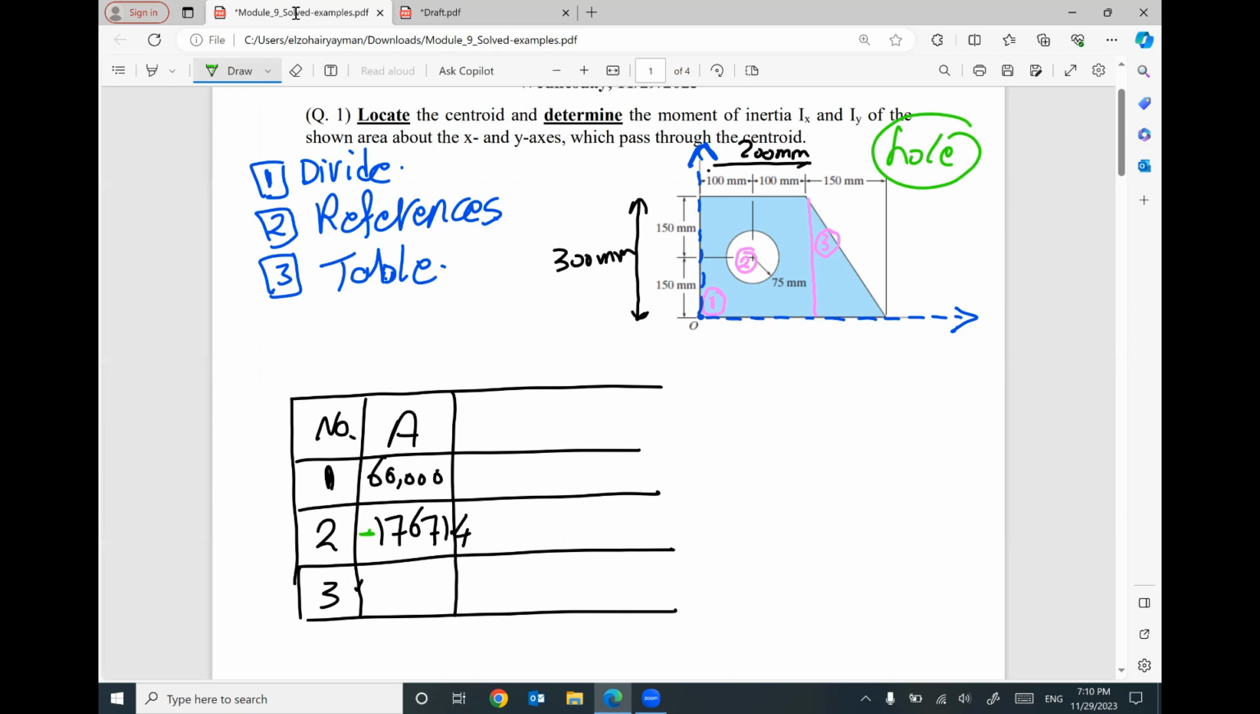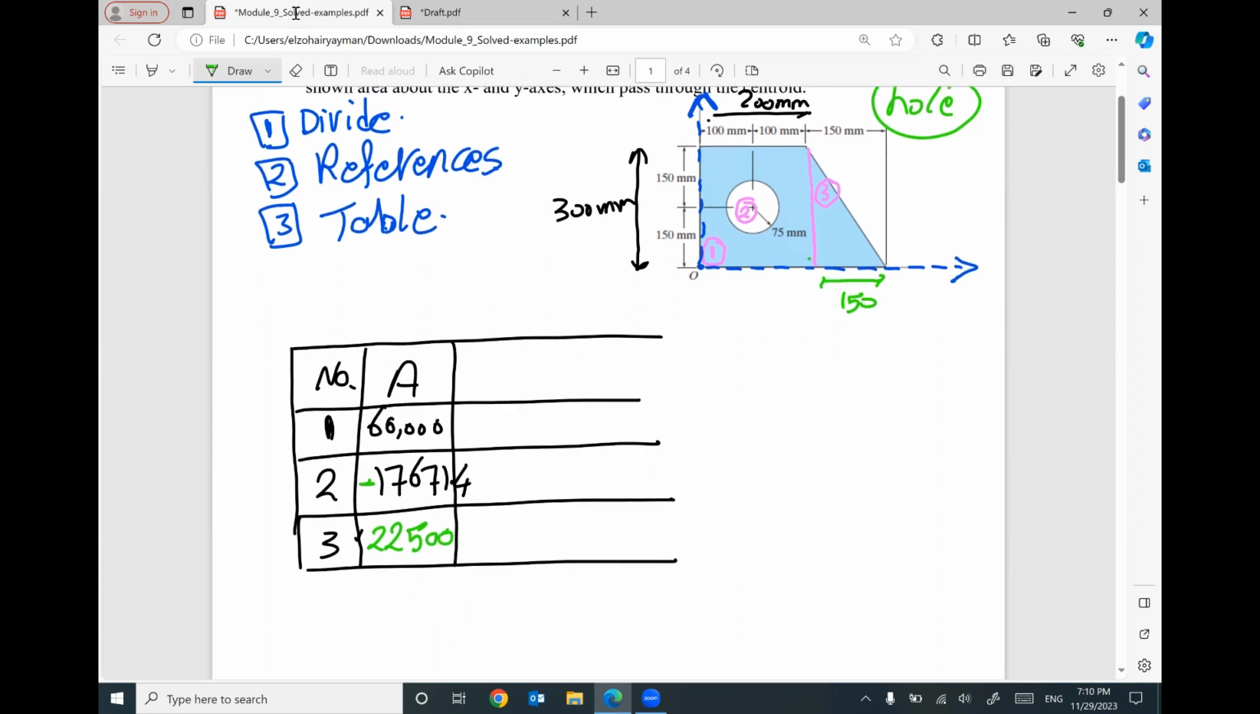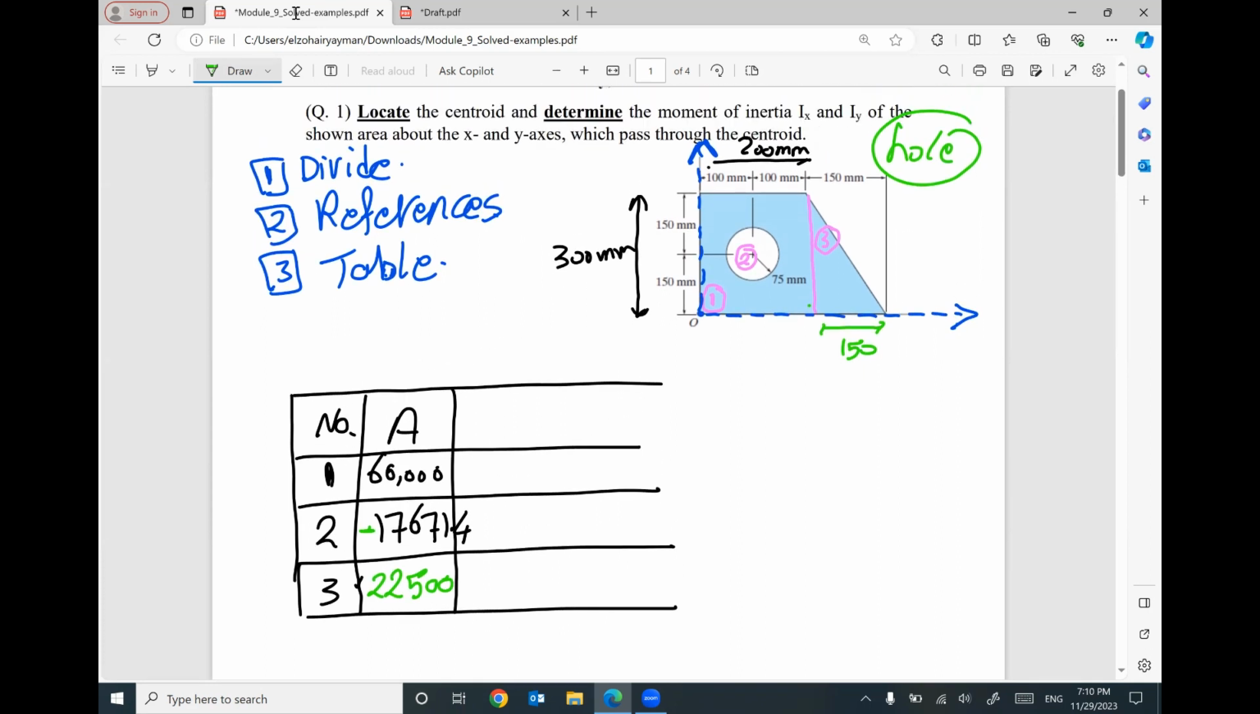Part number 3 is a right angle triangle. This base is 150, and this height equals 300. So half base times height will give you 22,500. So the first hint in this problem: this circle is a hole, so it must be subtracted. How? By putting the area with a negative value. Negative means subtraction.